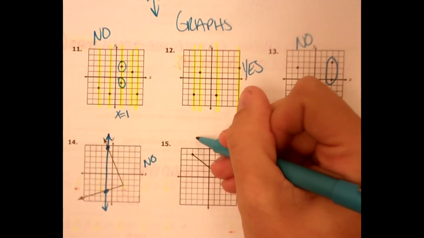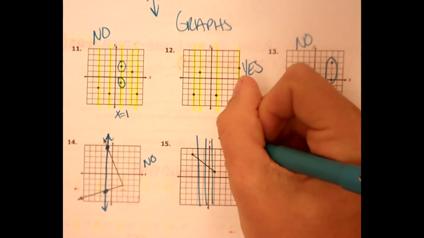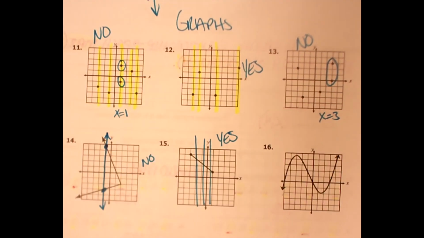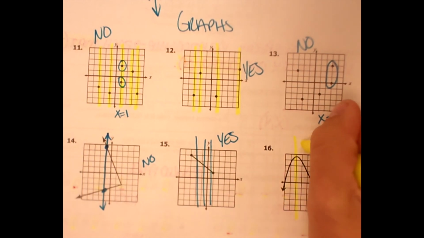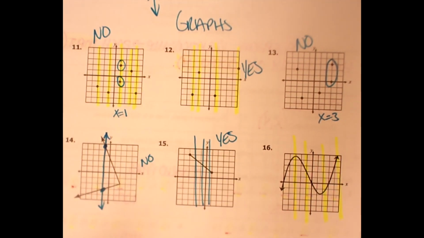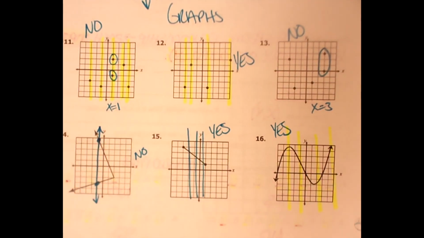If we look at number 15, if you were to draw vertical lines, this is a function. The last one, if you were to draw vertical lines, it only touches your graph one time. So on number 16, this is also a function.